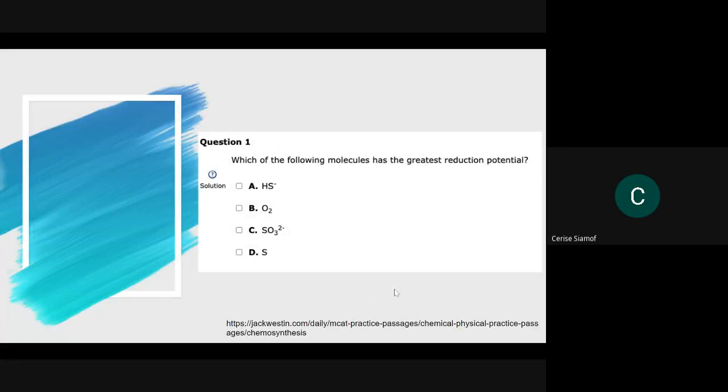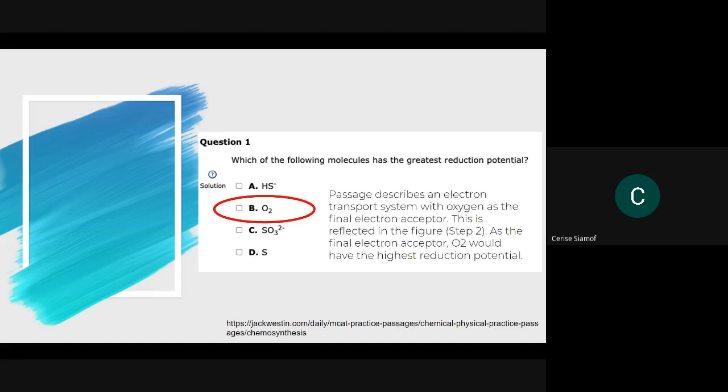So the first question was, which of the following molecules has the greatest reduction potential? The answer to this question was oxygen. The explanation, from the passage, is that it describes an electron transport system with oxygen as the final electron acceptor, and this is reflected in the figure as well. If you look at step 2 from the figure, you would see that oxygen follows an electron transport chain type sequence of reactions. So as the final electron acceptor, oxygen would have the highest reduction potential.